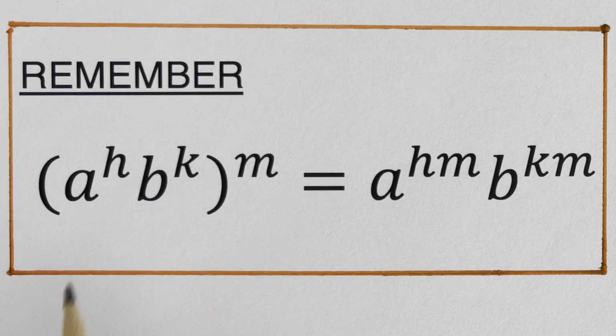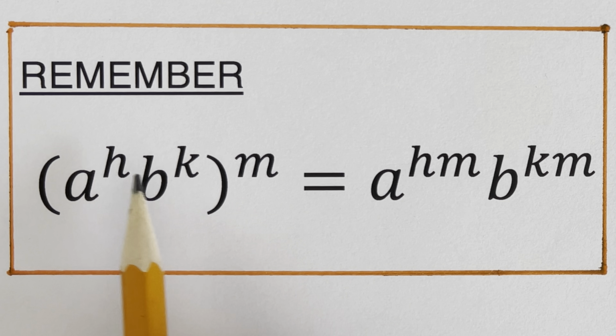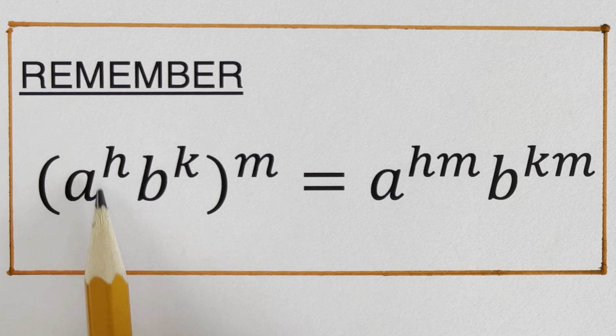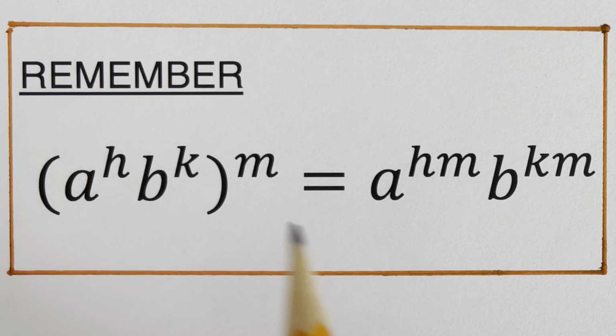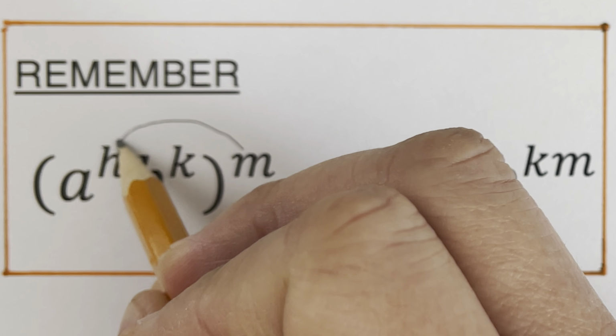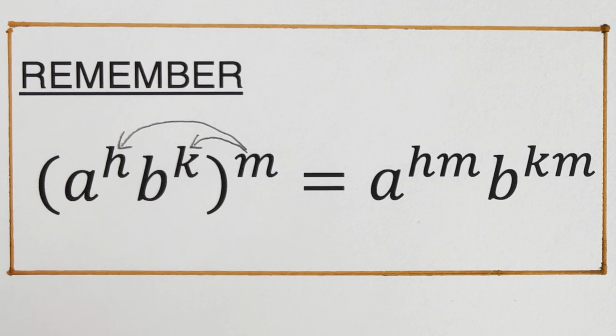Please notice that if we have a raised to the power h, b raised to the power k, quantity raised to the power m, this means that the exponent of each of the terms inside this parenthesis will be multiplied by m, and that's how we got a raised to the power h times m. So h and m will be multiplied together, and k and m will be multiplied together, and that's how we got a raised to the power h times m times b raised to the power k times m. To better understand this rule, let's have some examples.